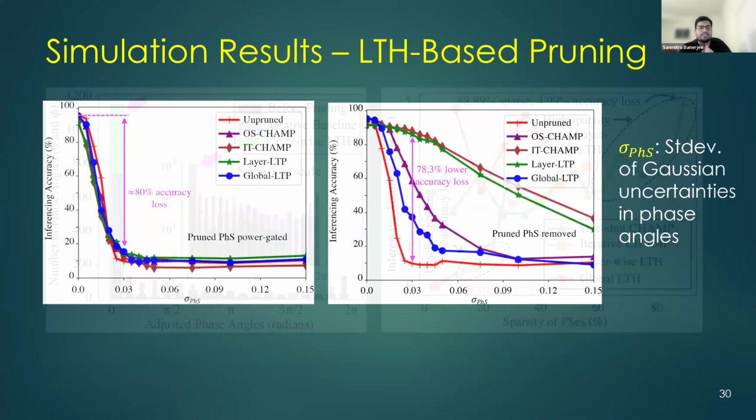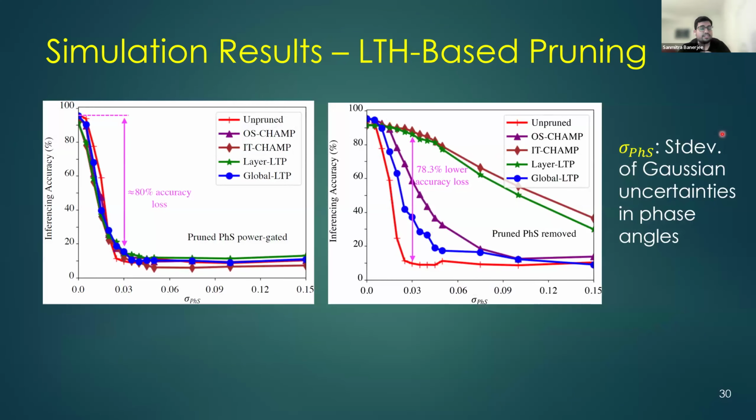Also, in the presence of uncertainties, we saw that if we simply power gate the pruned phase shifters, there is not much difference. Here the x-axis is the standard deviation of the phase shifter uncertainties, and the y-axis is the inferencing accuracy. Both the unpruned and pruned networks perform similarly if we simply power gate. This is because those devices are still there in the network, just that their phase shifts have been turned to 0, but under these uncertainties, it deviates from the 0 value, and as a result leads to accuracy loss.